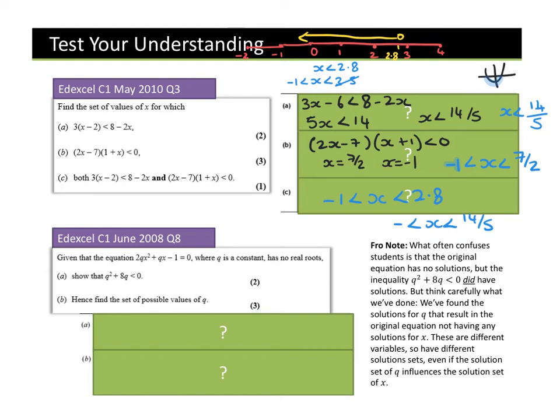Then it says x is between minus 1, which is here, and 3.5, which is here. This is 3.5, yeah? Where do they overlap? Well, actually, they overlap on this part.